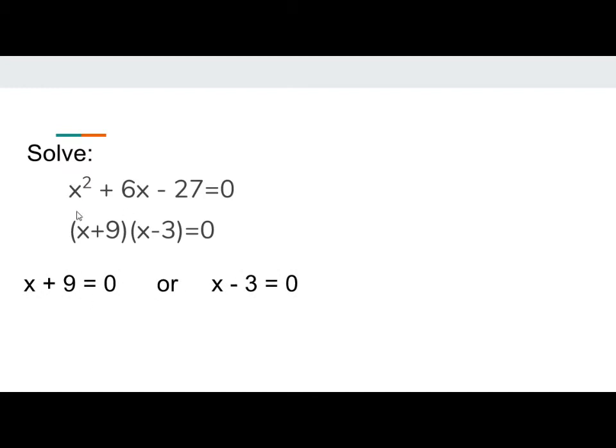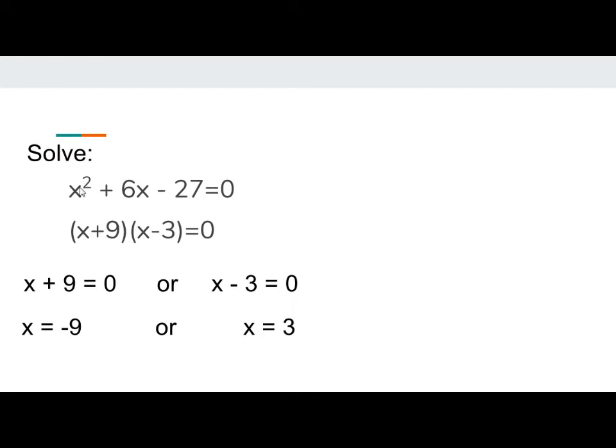So essentially, I've taken this quadratic equation and factored it into two linear equations, x plus 9 equals 0 or x minus 3 equals 0. And the only way that works is if it equals 0. Well, x would have to be negative 9. Negative 9 plus 9 equals 0. Or x would have to be 3, because 3 minus 3 equals 0. So those would be my two solutions. And you are going to typically get two solutions. Not always, but typically you're going to get two solutions. And if you plug that in, 3 squared plus 6 times 3 minus 27 does equal 0.